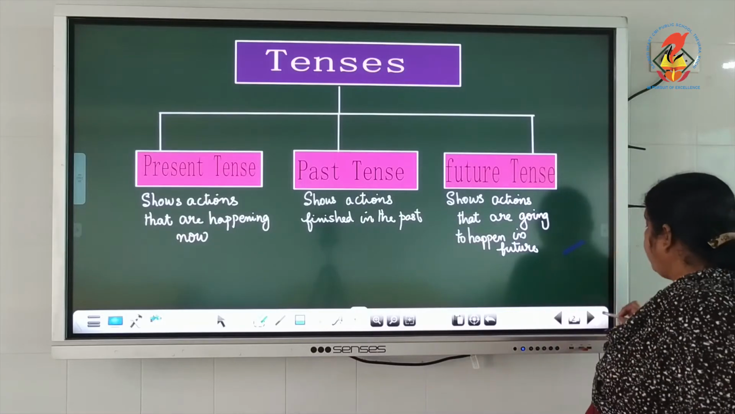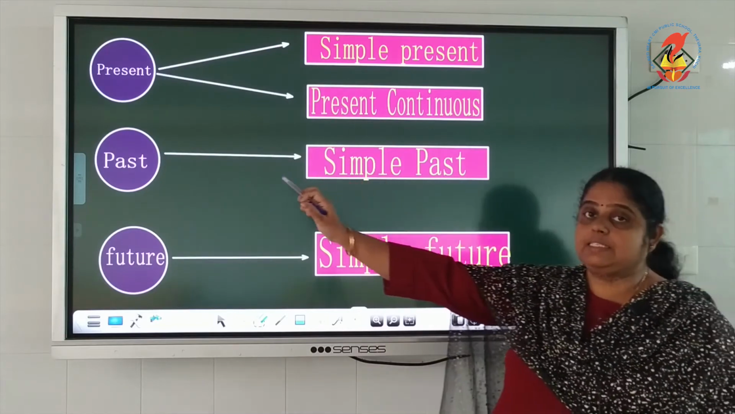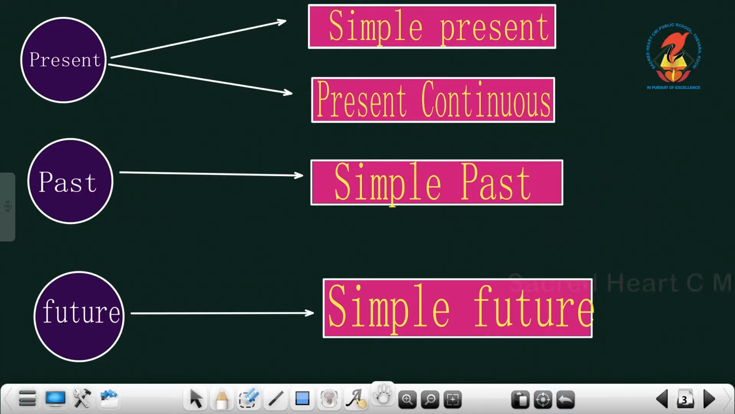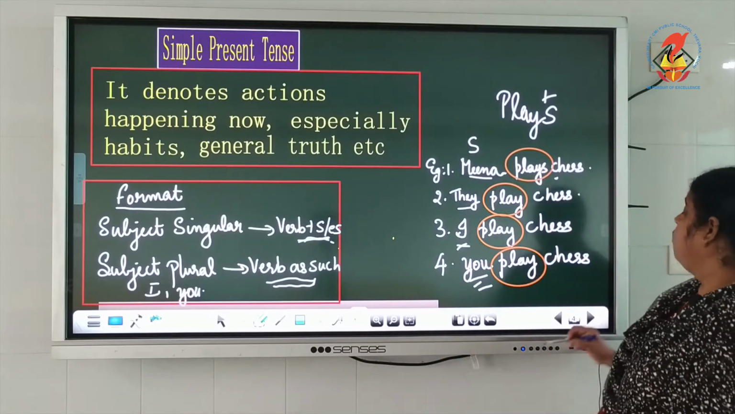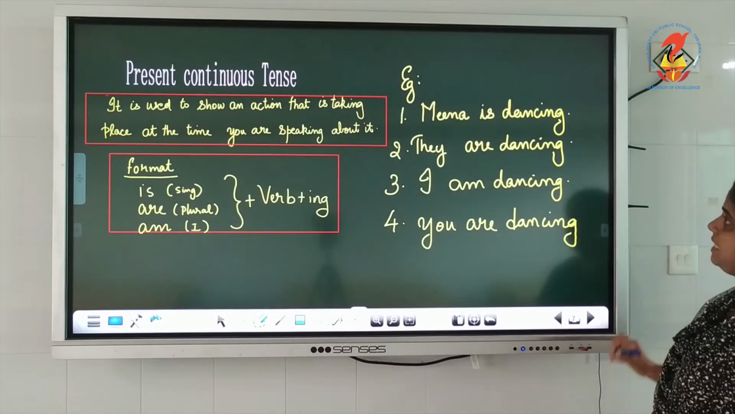And I've told you that tenses are again divided into different sections, subtopics. First one, present tense is divided into simple present and present continuous. In the last class we saw what was simple present tense. That is, it denotes the actions that are happening at present, especially habits and general truth. Now we are going to study what is present continuous tense.